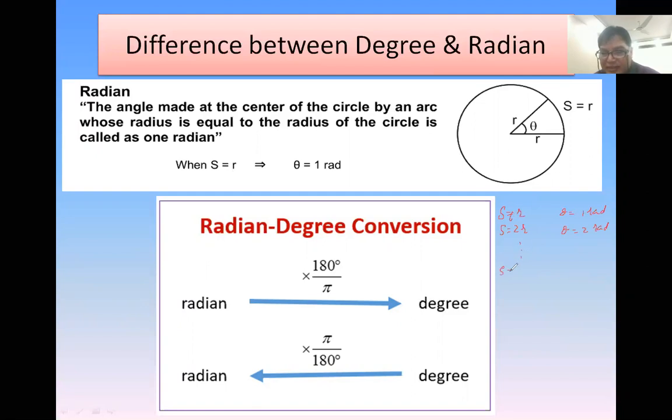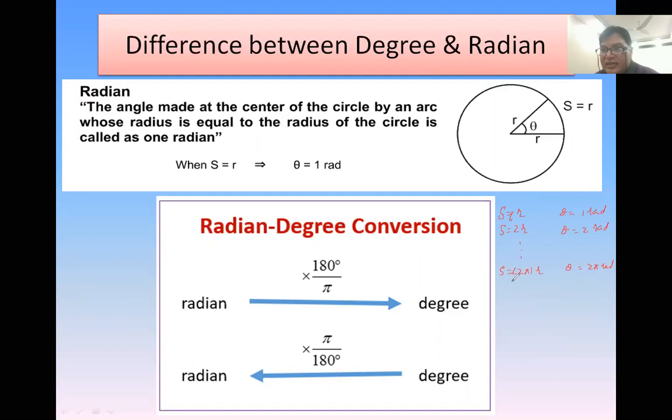If, let's say, s is equal to 2 pi r, then what will be the angle, please? This is 2 pi radians. Okay, the sequence: r, 1 radian; 2r, 2 radians; 2 pi r, 2 pi radians. Now look, what is 2 pi r?